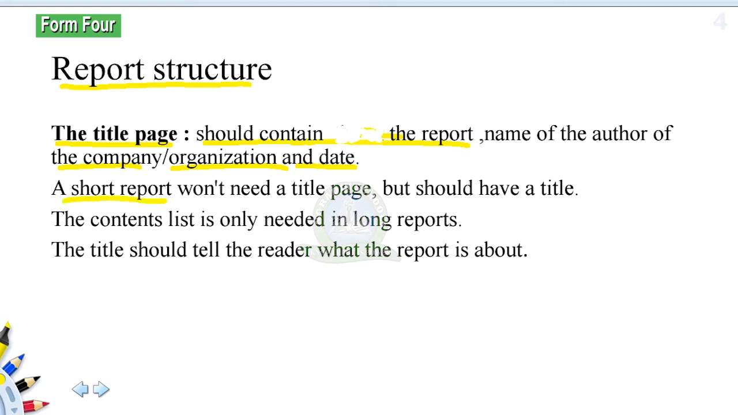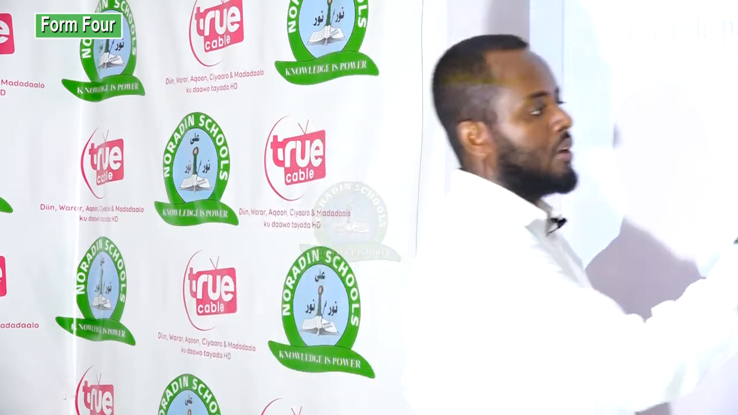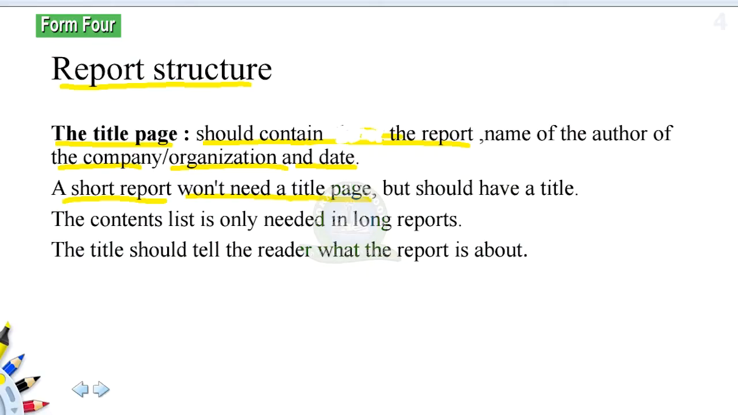A short report won't need a title page. If the report is short, it doesn't need a title page. We are not talking about the title, but the title page. Title and title page are very different. Short reports should always have a title, but not a title page. But the large or long reports need a title page. What about the contents list? It is only needed in long reports. Long reports always need a contents list.